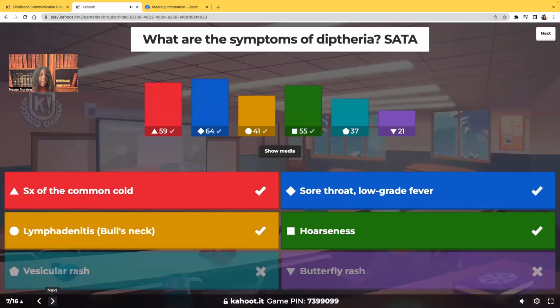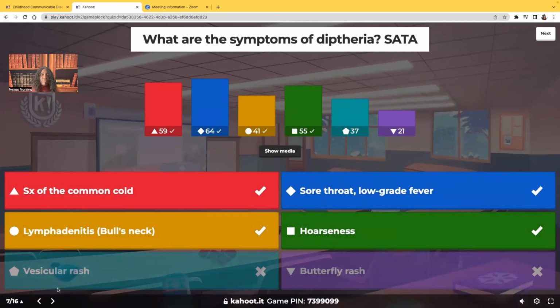So the correct answer is signs of the common cold. So they will be coughing, they'll have the runny nose, they'll have sore throat, low-grade fever, that lymphadenitis. You know how you have the lymph nodes in the cervical area? They'll become inflamed, very enlarged, okay? And that's what we call that bull's neck. They'll have hoarseness in the throat. All of these are true. These are signs and symptoms of diphtheria.